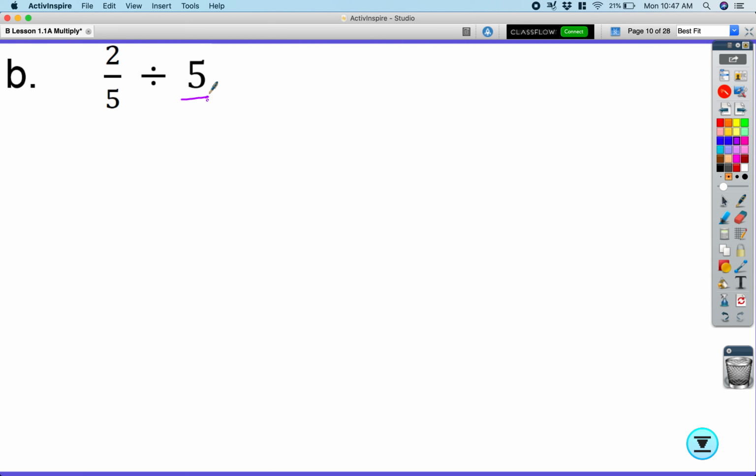Similar to the other ones, whenever there is no fraction, we just put it over 1. So I'm going to have 2 fifths. Now remember, it's keep, change, flip, so this division turns to multiplication. And this 5 over 1 is 1 fifth. So now I just multiply straight across to get 3 over 25.